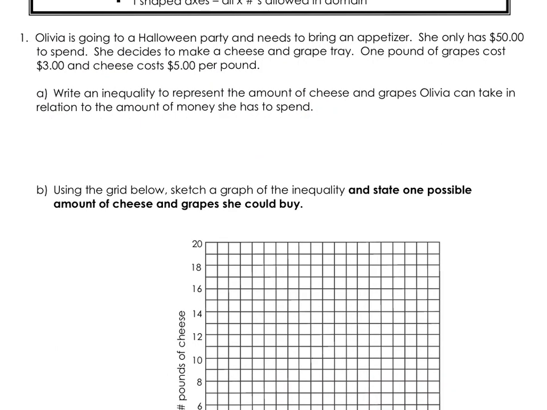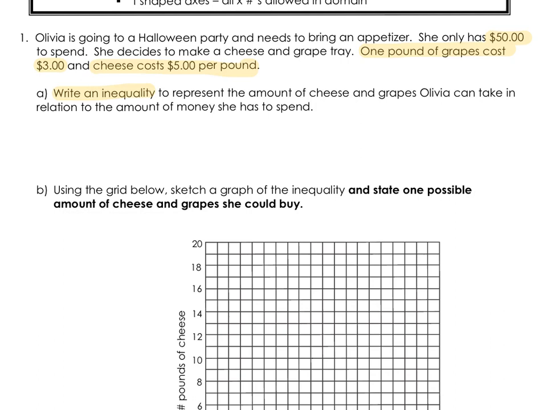So let's look at a question together. Okay, so the first problem says we have Olivia going to a Halloween party and needs to bring an appetizer. She only has $50 to spend. She decides to make a cheese and grape tray. 1 pound of grapes costs $3 and cheese costs $5 per pound. We're going to write an inequality. So even if we weren't sure, the words here tell us that I need to use an inequality.